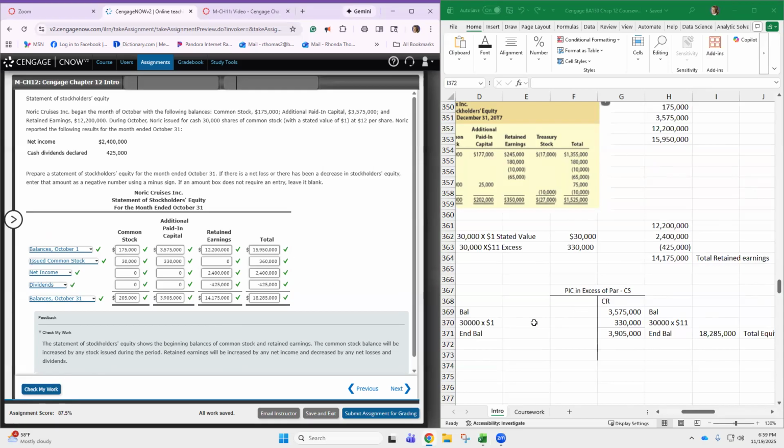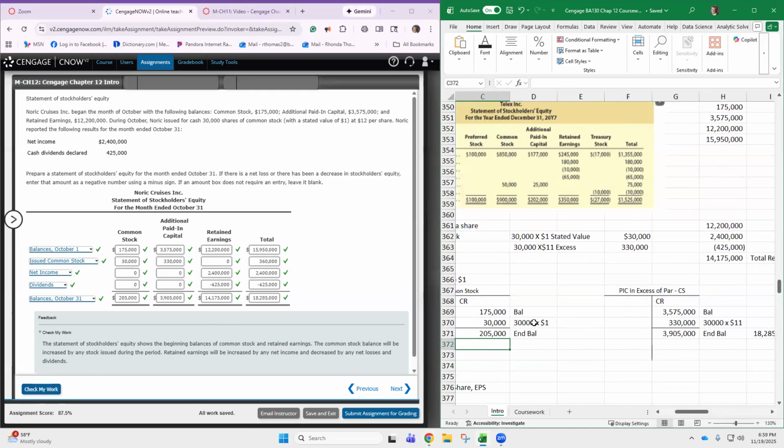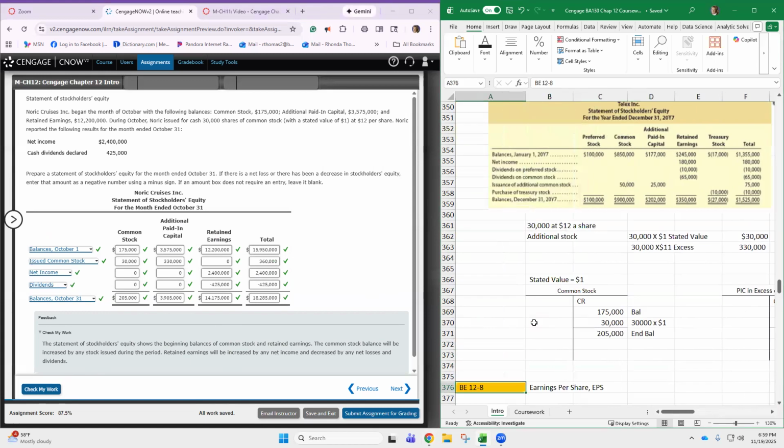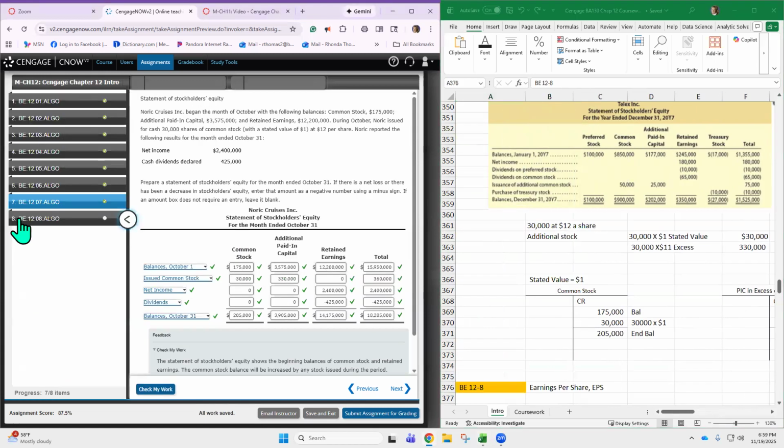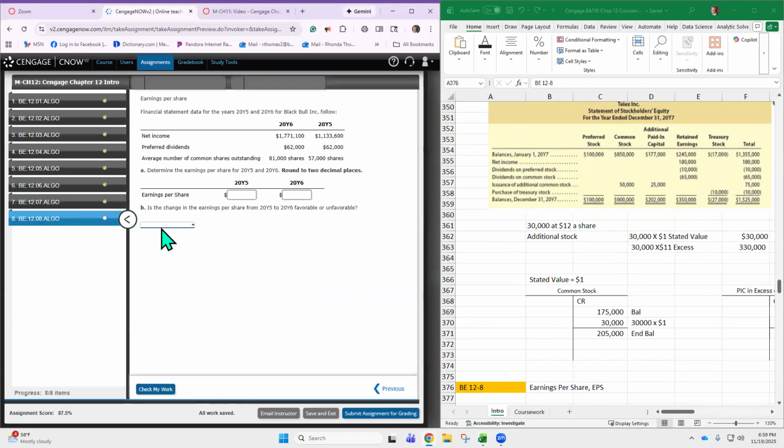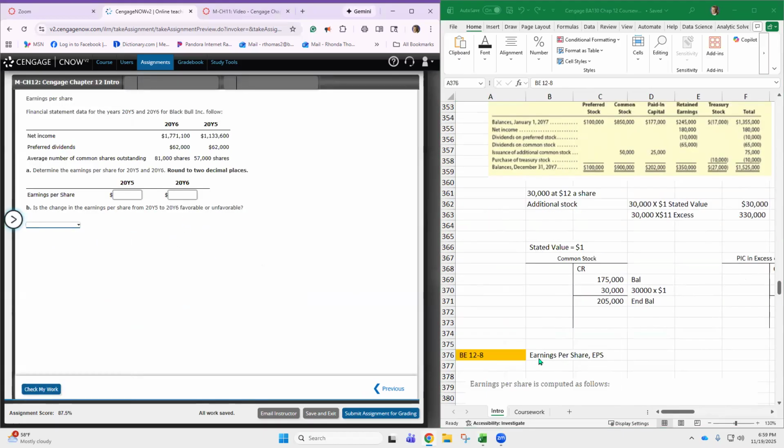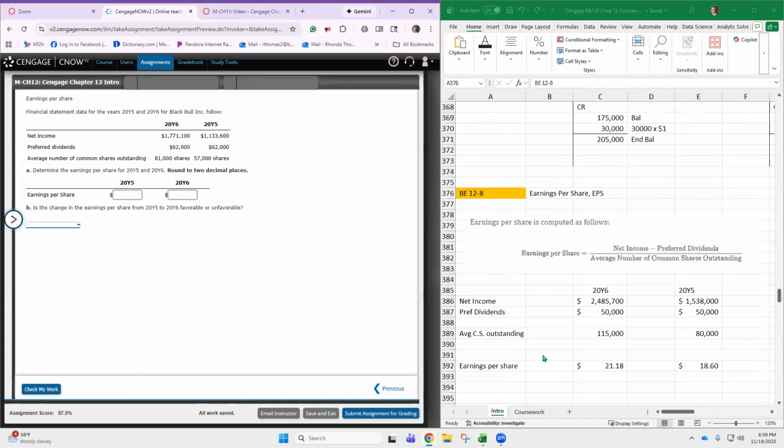There is calculating a statement of stockholders' equity. And now we have one more problem to do. This is always usually a ratio of some kind of measurement. We're going to be doing what's called earnings per share. It's also known as EPS. Here's the formula. The formula is you take net income, you subtract any preferred dividends as the numerator, and then the denominator is the average number of common shares outstanding.